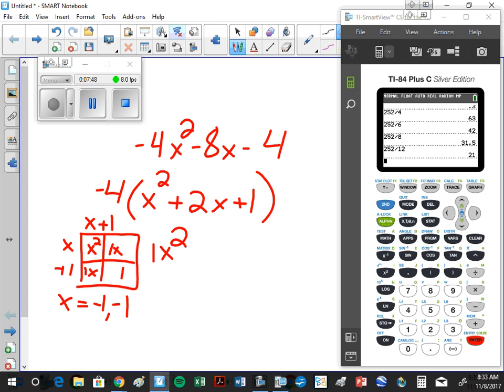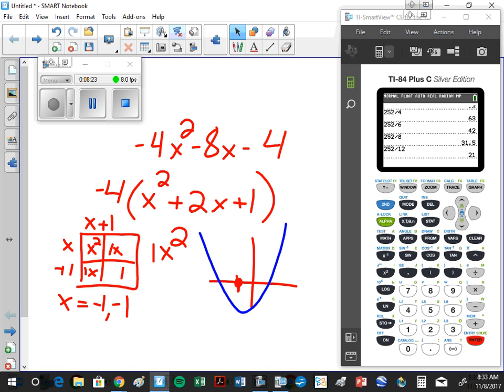Wait a minute. Can a parabola hit the x-axis in the same place twice? Yes. How does it do that? How does a parabola hit the x-axis twice at the same place? Well, it looks like this. So I want to show that it can hit twice. If I had this parabola, it has 2 roots.